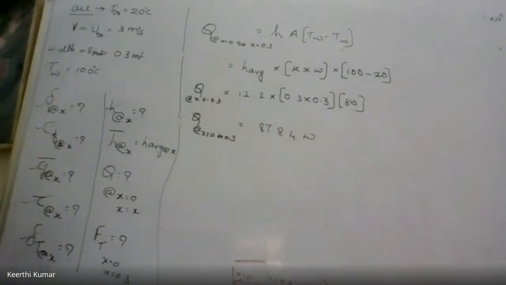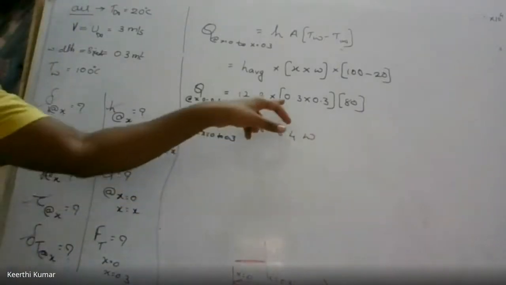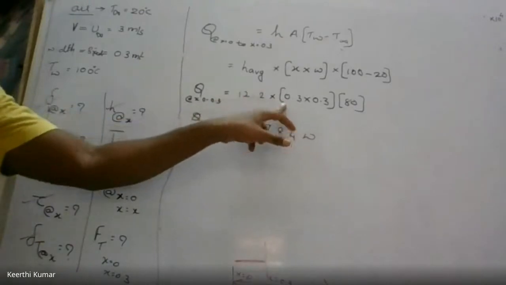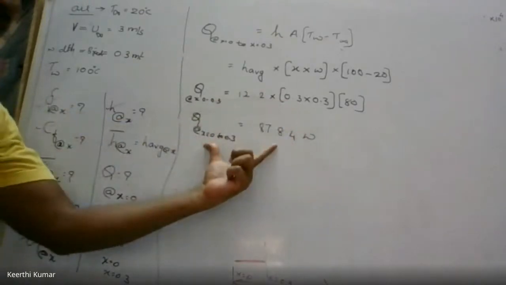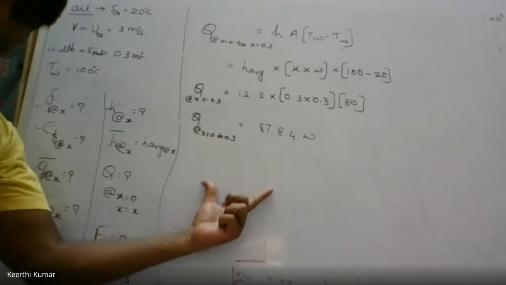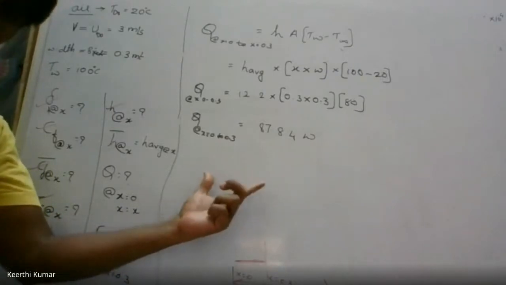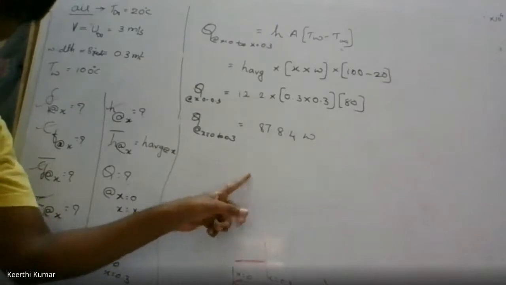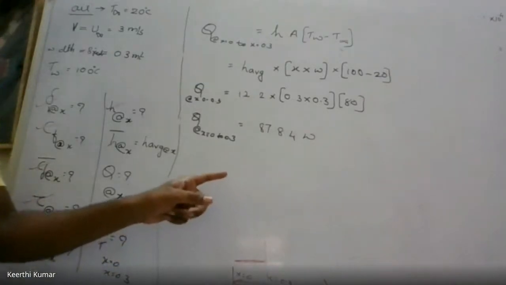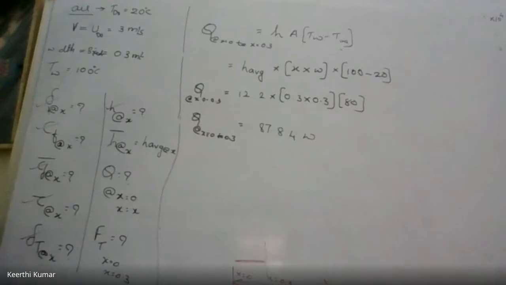Do you remember in the last problem what we did? I multiplied area into 2. We had taken this as one side, and if it is both sides, we have to multiply by 2, I told, correct? If it is both sides, I told total Q is into 2. But now I am not multiplying by 2 because in the question, he has not mentioned that the air is blowing on both sides. He is just telling that the air is flowing.